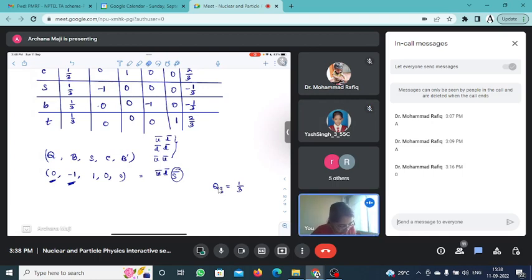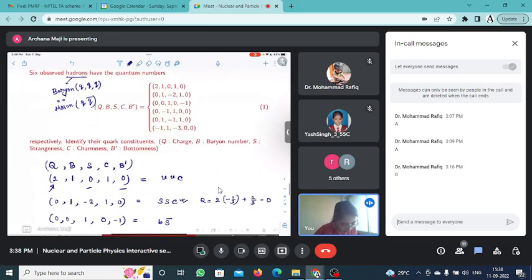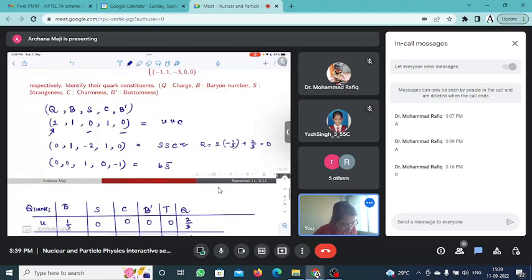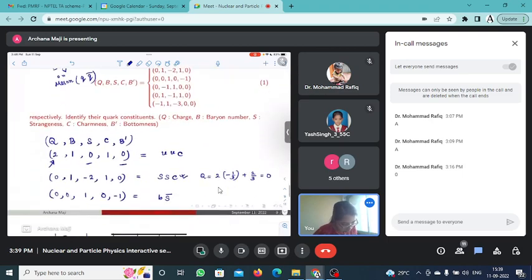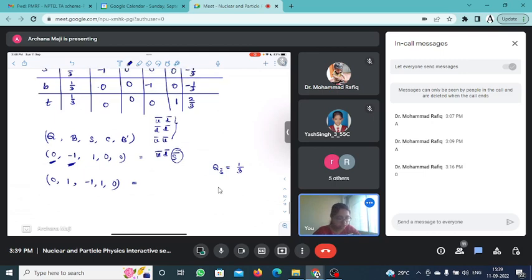Okay, let's do the last two. 0 1 minus 1 1. Yeah, now it is a baryon again. Total charge 0, strangeness minus 1, charmness 1.